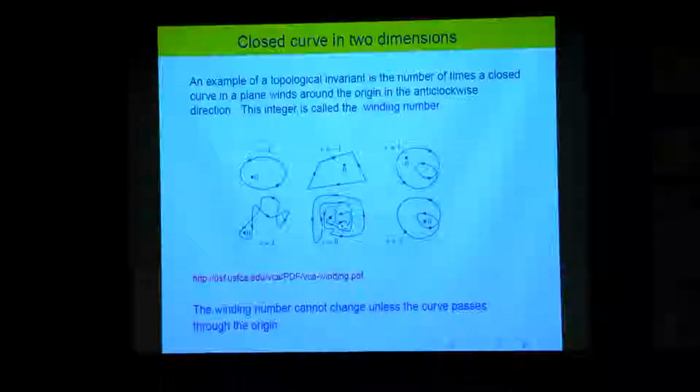Very soon, it becomes quite difficult to see what the winding number is. There is of course a mathematical formula for figuring out the winding number given a closed curve, which I'm not showing here. As I said, the important thing is that except for a special case where the curve happens to go through the origin, the winding number doesn't change under small deformations.